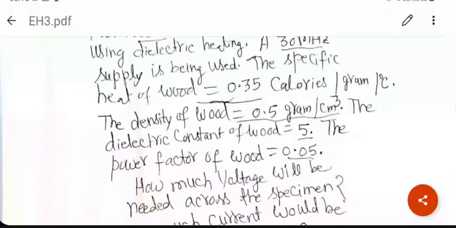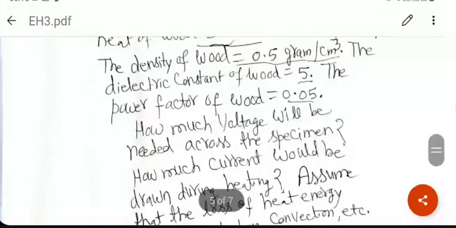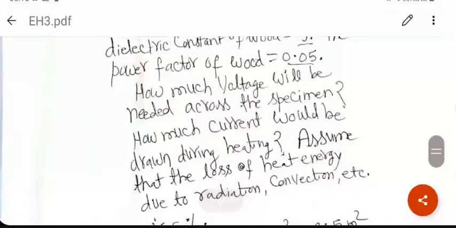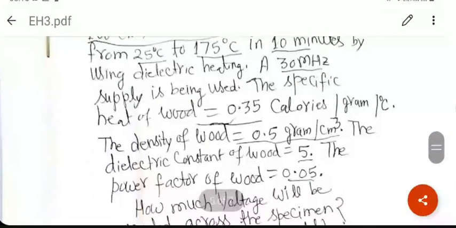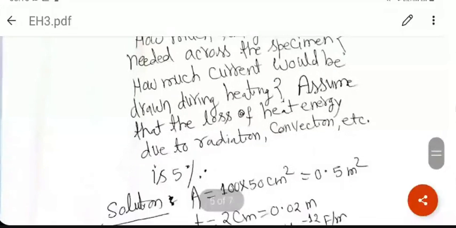How much voltage will be needed across the specimen? How much current would be drawn during heating? Assume that the loss of heat energy due to radiation, convection, etc. is 5%. So they are saying there is going to be some loss. So heat supplied should be 5% more than what theory tells you, because losses are there. Obviously, sides of the materials will be open to atmosphere, so some leakage of heat would occur. That has been estimated to be around 5%. Now, how do you handle such a problem?